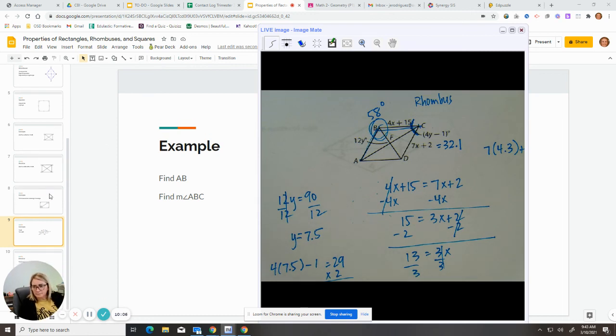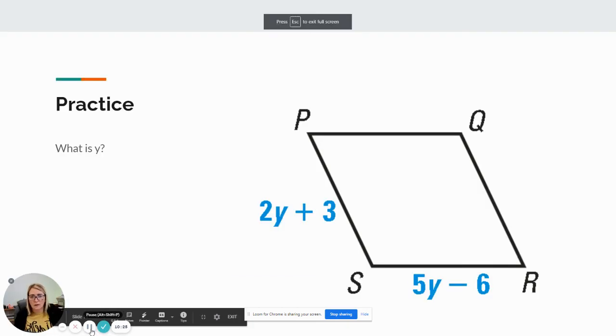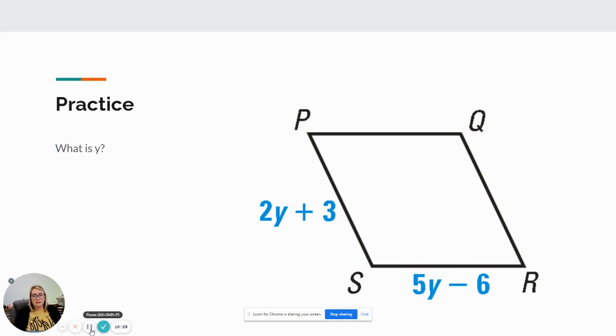All right. So we're going to do a little bit of practice. Okay, the first one we're going to practice on is going to be this one. This again is a rhombus, right? So go ahead and use our information that we know about angles to be able to fill in the missing angles here. All right, and then lastly, knowing what we know about side lengths of rhombuses being the same, go ahead and solve for y.